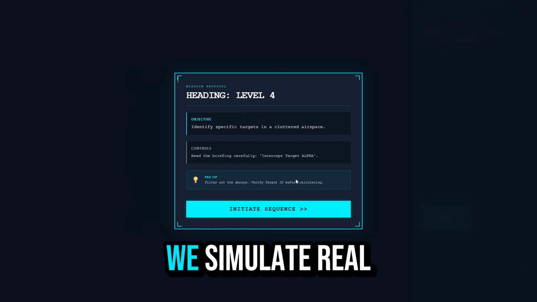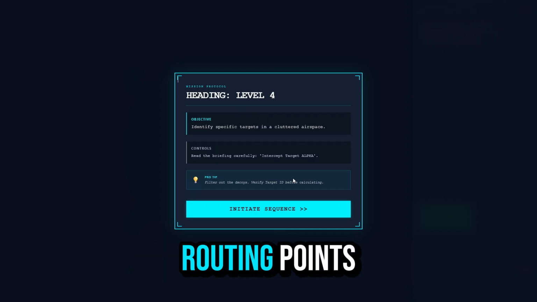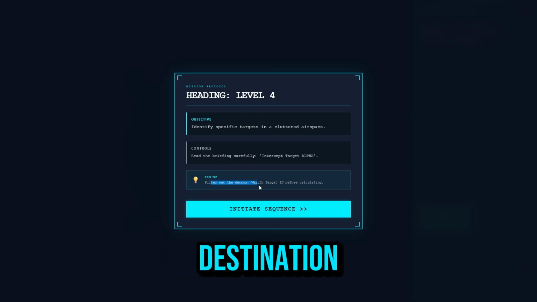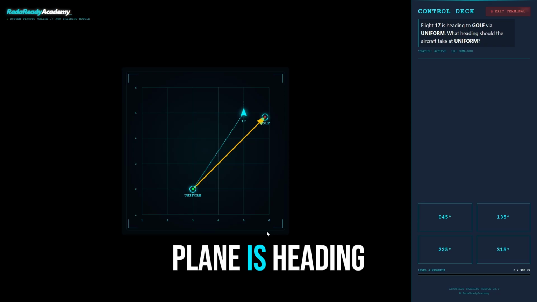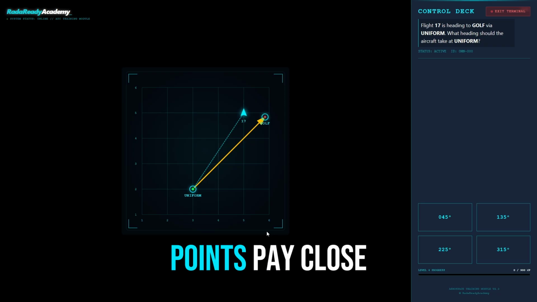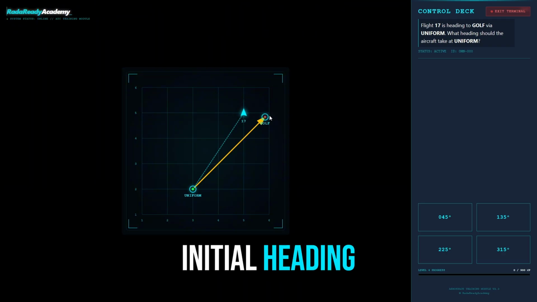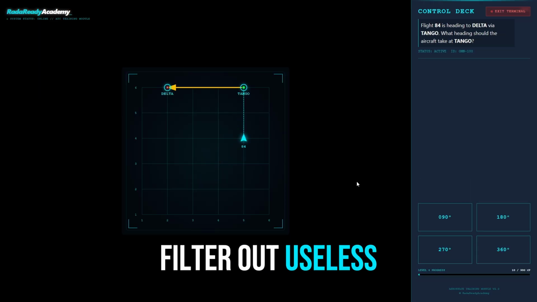In level 4, we simulate real-life stressful conditions. We have a cluttered airspace and routing points called waypoints. Our aircraft needs to reach a destination by passing through specific points. For example, the plane is heading to a certain letter via 2 other points. Pay close attention. Ignore the decoy aircraft. You must read the briefing carefully and input the initial heading only for the first leg of your flight. This trains your ability to filter out useless information.